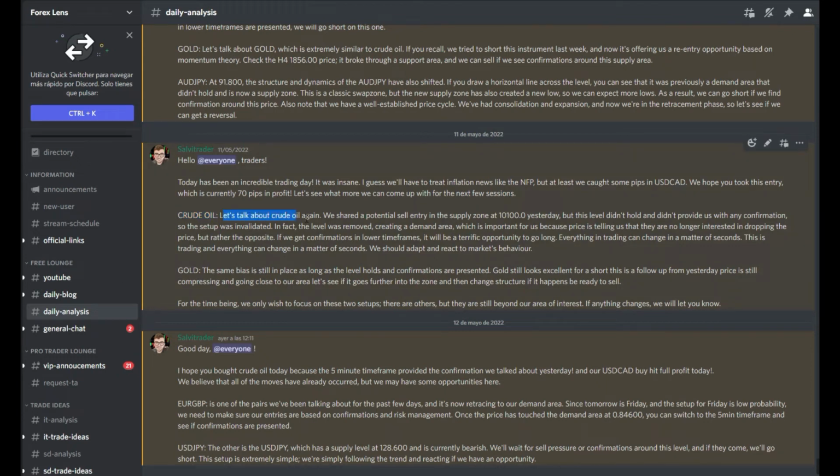So that was basically the explanation. Let's talk about crude oil again. We share a potential sell entry in the supply zone. This level didn't hold, didn't provide us with any confirmation, so the setup was invalidated.